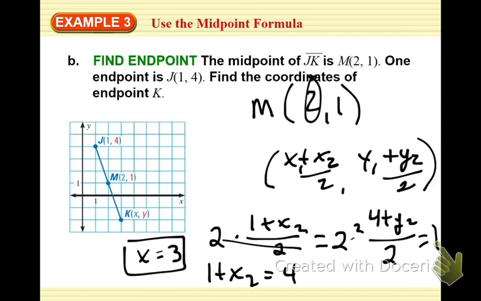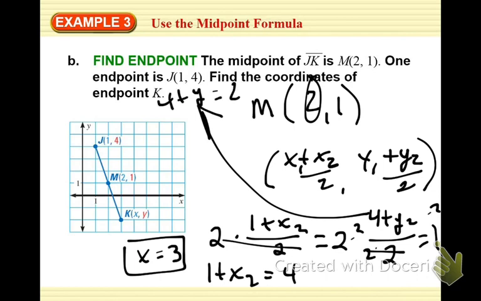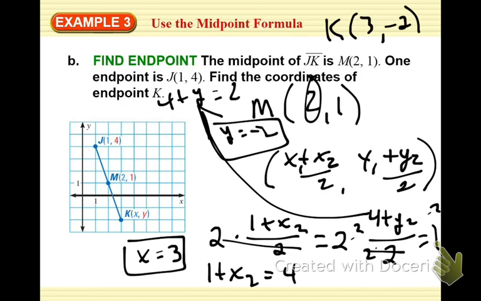Do the same thing over here. Multiply both sides by 2. Ugh, this is a mess. So you'll have 4 plus y equals 2. Okay? Subtract 4. And y equals negative 2. I'll get better at this, guys, I promise. So your y is negative 2. So now you know that your coordinates for K are going to be 3 comma negative 2. Okay, so we're working backwards a little bit there.